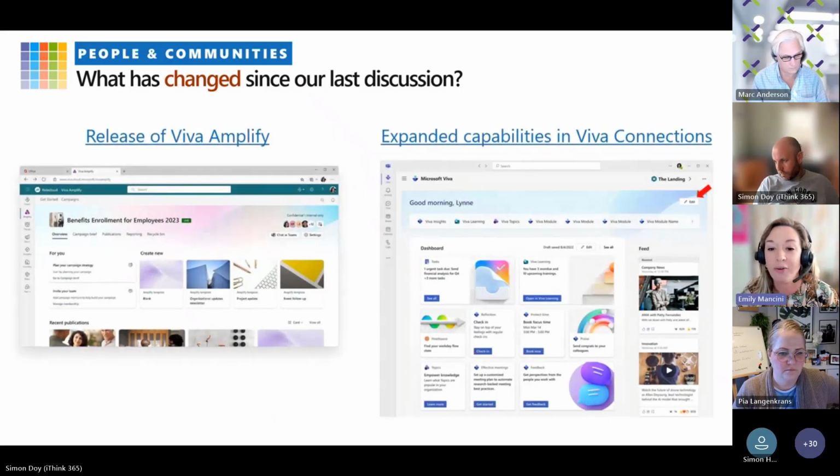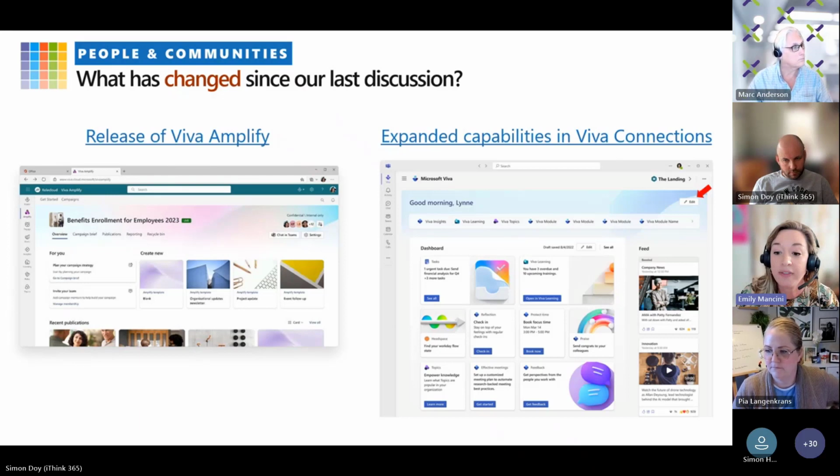Continuing on, we've also had the release of Viva Amplify, so our ability to track different campaigns and conversations across many communication platforms, really elevating those conversations across our different communities. And we've been seeing a lot of expanded capabilities in Viva Connections. It's really just the first generation of Viva Connections that we had when the People and Communities article first came out. So we're seeing a lot more elevation in our community content coming into that feed, and our ability to connect to some of these different person and community-centric activities in the dashboard as well.